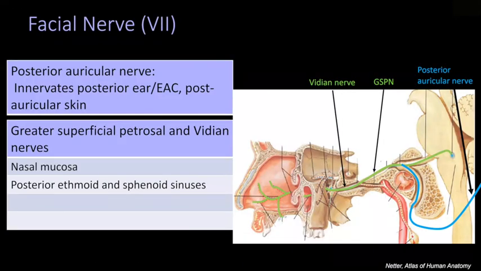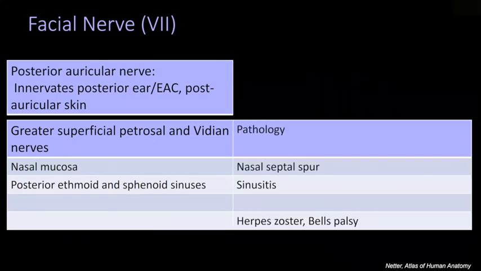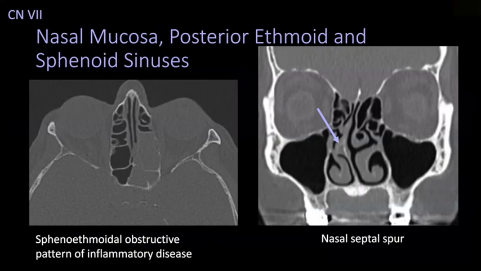So the facial nerve receives sensory innervation from the auricular region via the posterior auricular nerve. And the greater superficial petrosal nerve is also a branch of the facial nerve, which forms the Vidian nerve, and it enters the pterygopalatine fossa and receives sensory innervation from the nasal cavity and the posterior ethmoid and sphenoid sinuses. And so pathology of these structures that can cause otalgia include a nasal septal spur that contacts the turbinate or lateral nasal cavity wall, as well as sinusitis of the sphenoid and ethmoid sinuses.